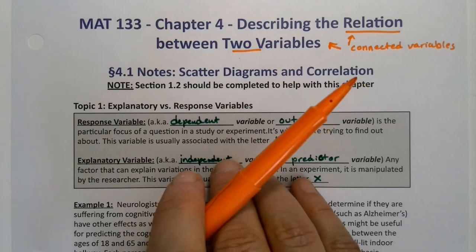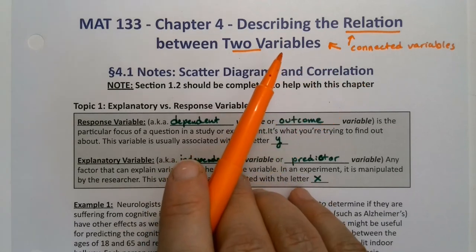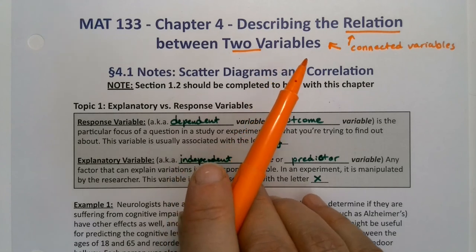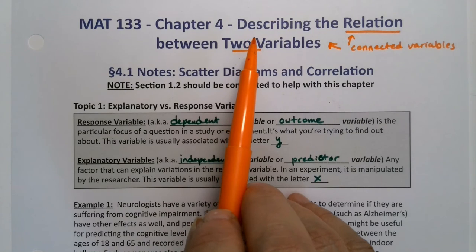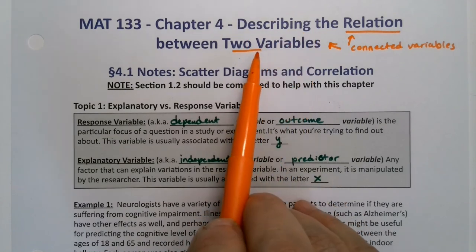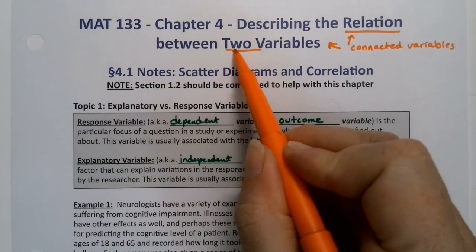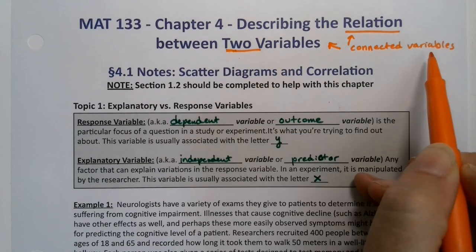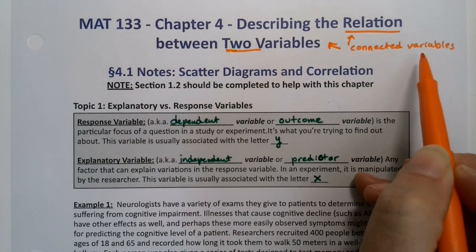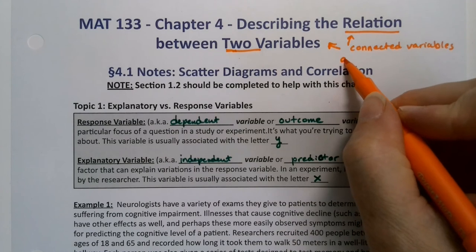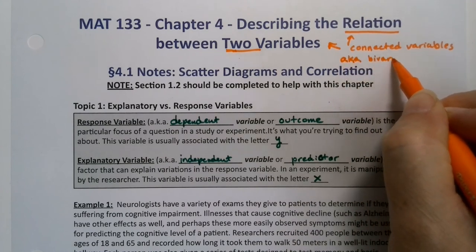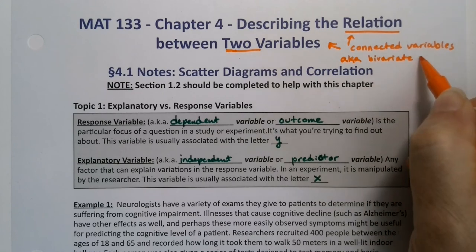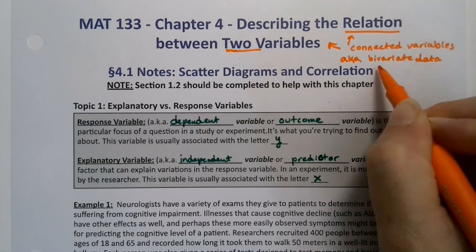In chapter 3, we were always working with a single column of data, a single list. And then sometimes we had a frequency for that list, but that's all we were working with. In chapter 4, we're going to describe the relationship between two variables. And since they have a relation, that means that they're going to be connected variables, connected to each other, which is also called bivariate data. When there's two columns of data.